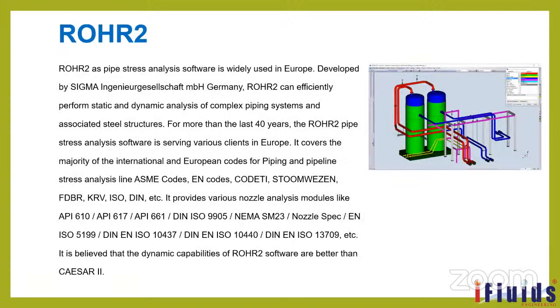ROR 2 is another kind of simulation software, developed by Sigma, Germany. ROR 2 can efficiently perform static and dynamic analysis, like Caesar 2 and AutoPipe, and it is mostly used in European countries. For more than 40 years it has been used in European countries. But here we mostly use Caesar 2.